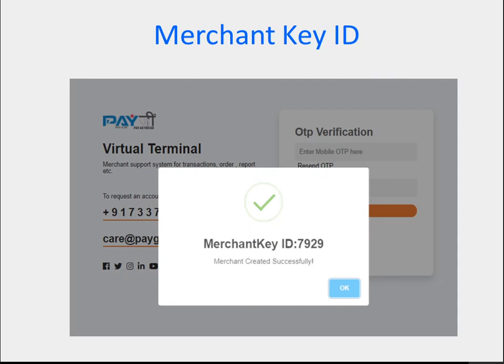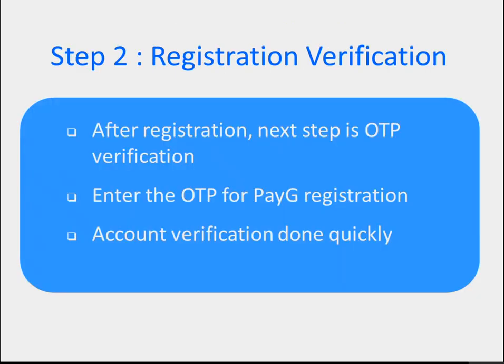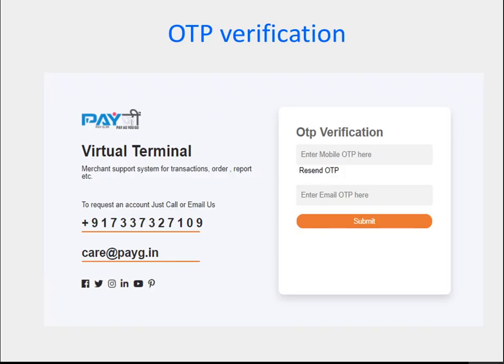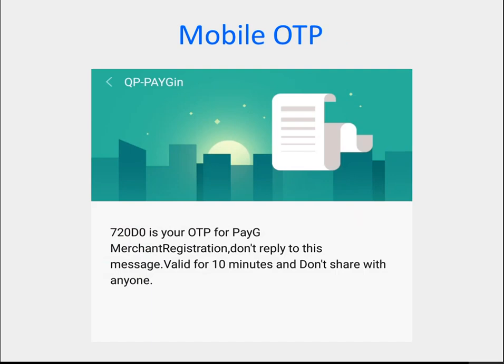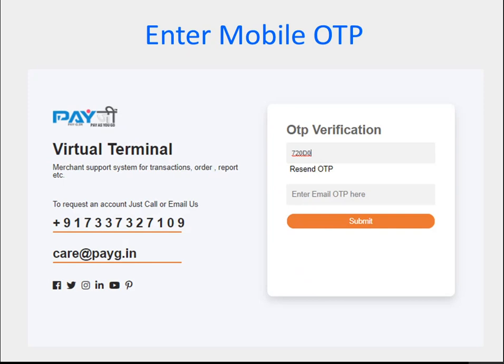Now you need to click on the OK button. Now the next step is registration verification. After registration, the next step is OTP verification. Enter the OTP for PG registration. In this way, the account verification can be done quickly. This is the window for OTP verification. You need to put your mobile OTP or email OTP and then submit it. In this way, you get your OTP on your mobile. Now entering the mobile OTP and submit it.